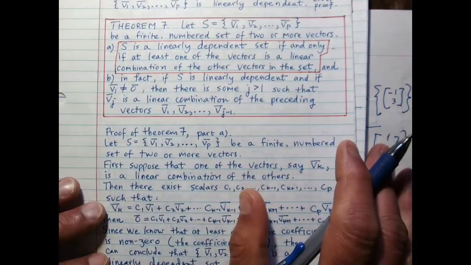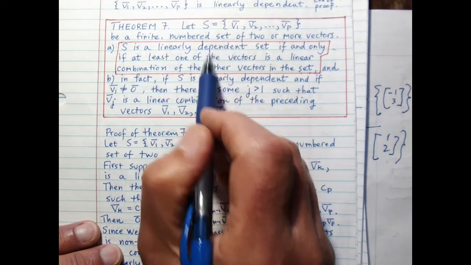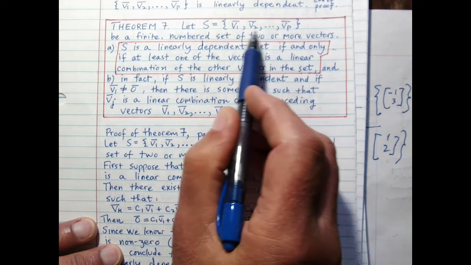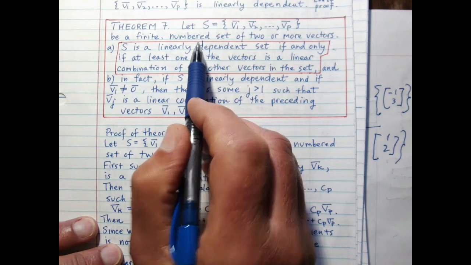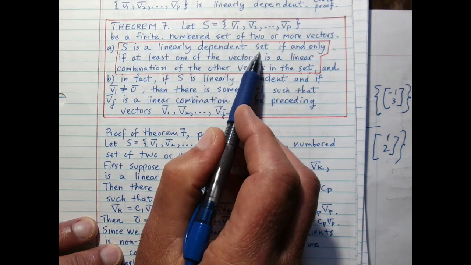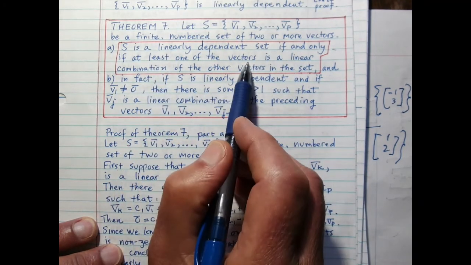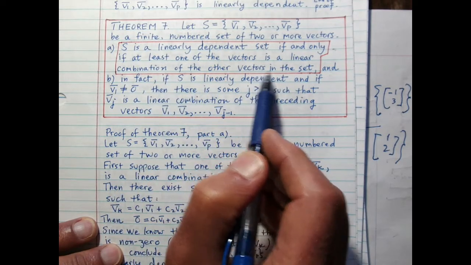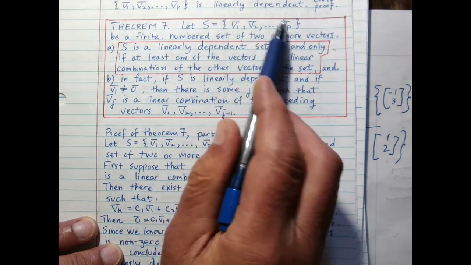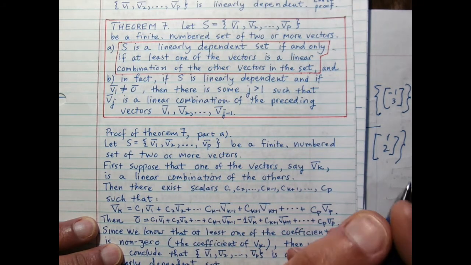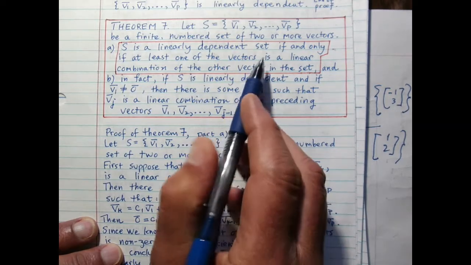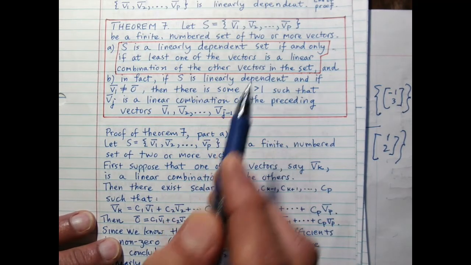Theorem 7 comes next. Theorem 7 is quite a mouthful, and I tried to highlight the most important aspect of that. So again, suppose we have a set of p vectors, and part A: this set S of p vectors is a linearly dependent set if and only if at least one of the vectors is a linear combination of the others in that set. That means there's at least one vector that could be removed from the set, and the resulting set would have the same span as the original set. So this is an important statement for us to contemplate as we move forward.